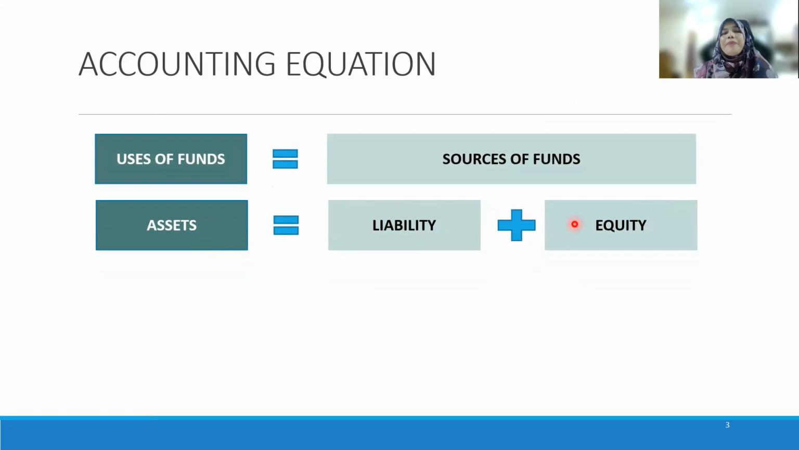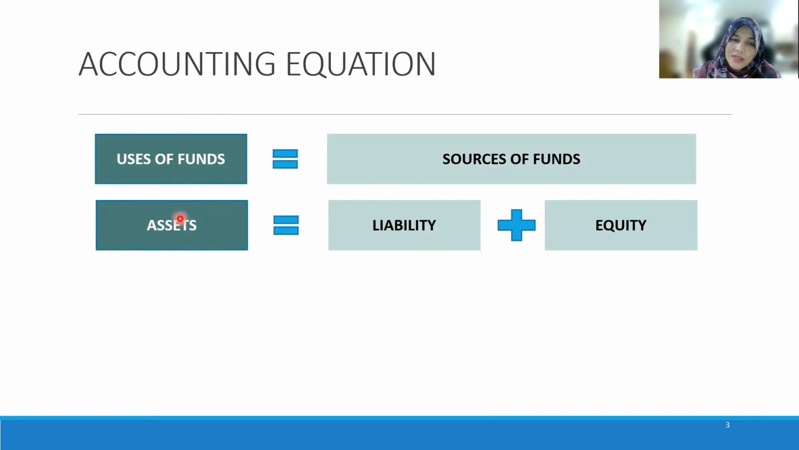So what does this mean? Assets are how you use the fund. For example, you get 1 million from your shareholders. How do you use the fund? You will use it to buy a building, a motor vehicle, machinery, right? So it will be reflected in the list of assets.